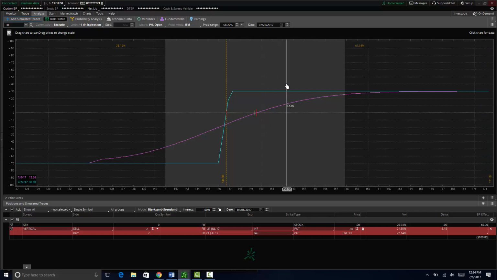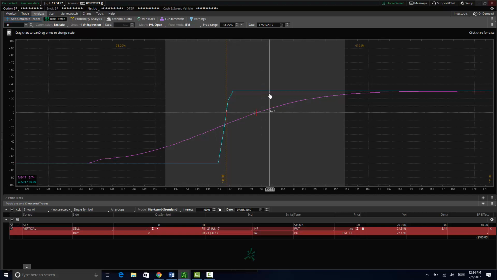Right here is 61%. So I have a high probability of this trade making money, and I have about a 38.5% chance of losing money on this trade. So the probability is in my favor. Usually if I have a 60% chance of probability, I usually want to get around 35 to 40 cents of a credit. But I know my max loss is limited to $70.